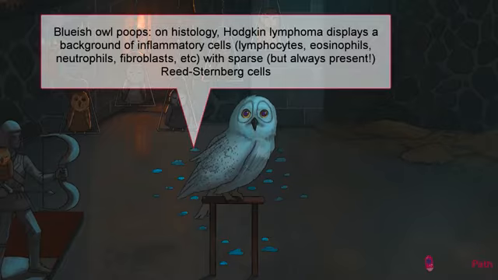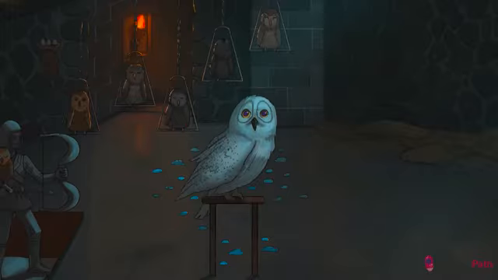On histological section, you'll notice that Reed-Sternberg cells are actually pretty sparse, while the background is filled with inflammatory cells. Lymphocytes, eosinophils, neutrophils, fibroblasts, all kinds of stuff. This inflammatory milieu is depicted by the accumulation of bluish owl poops on the floor of the owlery. Kinda looks like all those extra blue nuclei that you'll see in the background. These reactive cells are known to release factors that aid in tumor growth and survival. So, they're not just idly standing around back there.